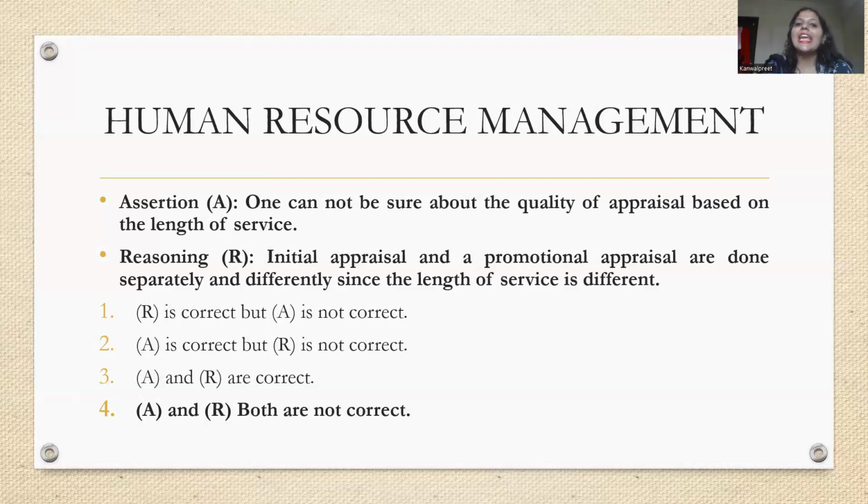Now the reasoning is given: initial appraisal and promotion appraisal. So the initial appraisal and promotional appraisal are done separately and differently since the length of the service is different. Okay, now before we understand this question, and I have already given you the correct answer, let's understand which concept this question is from.